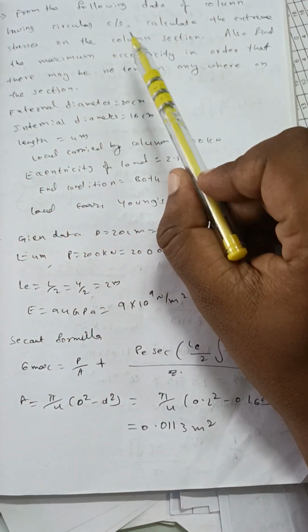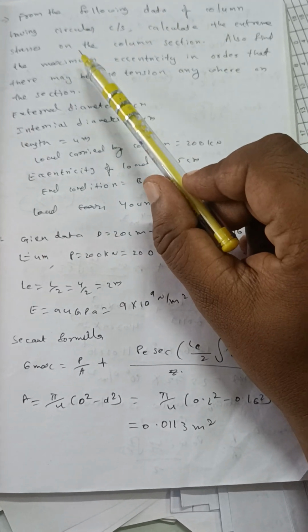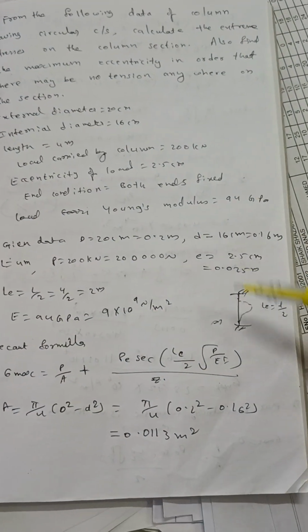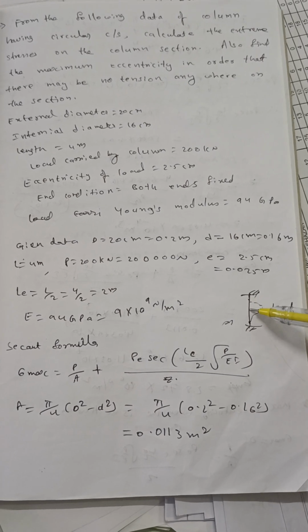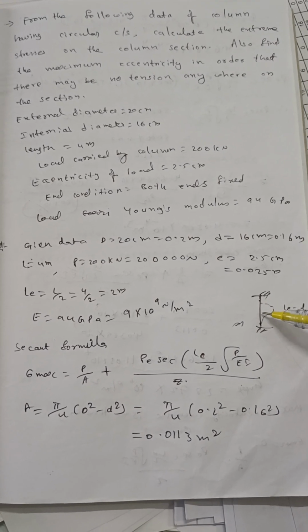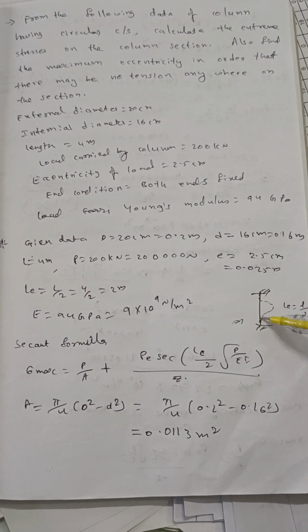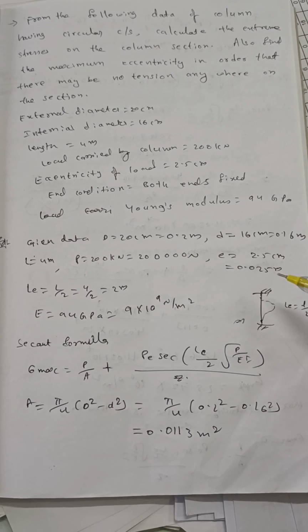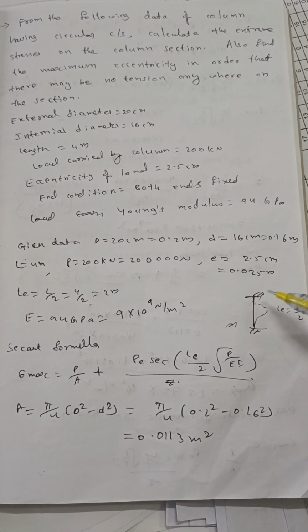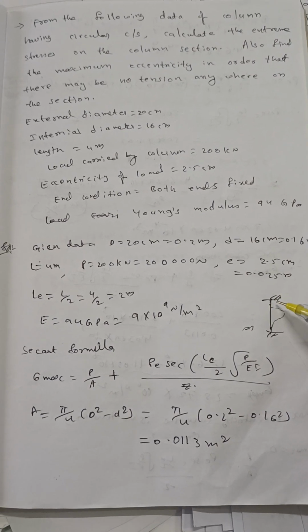So using the same formula, let us see another problem. From the following data of a column having circular cross section, calculate the extreme stresses on the column section. So we have a column with circular cross section. What are the extreme stresses on the column? There is a load coming on it.